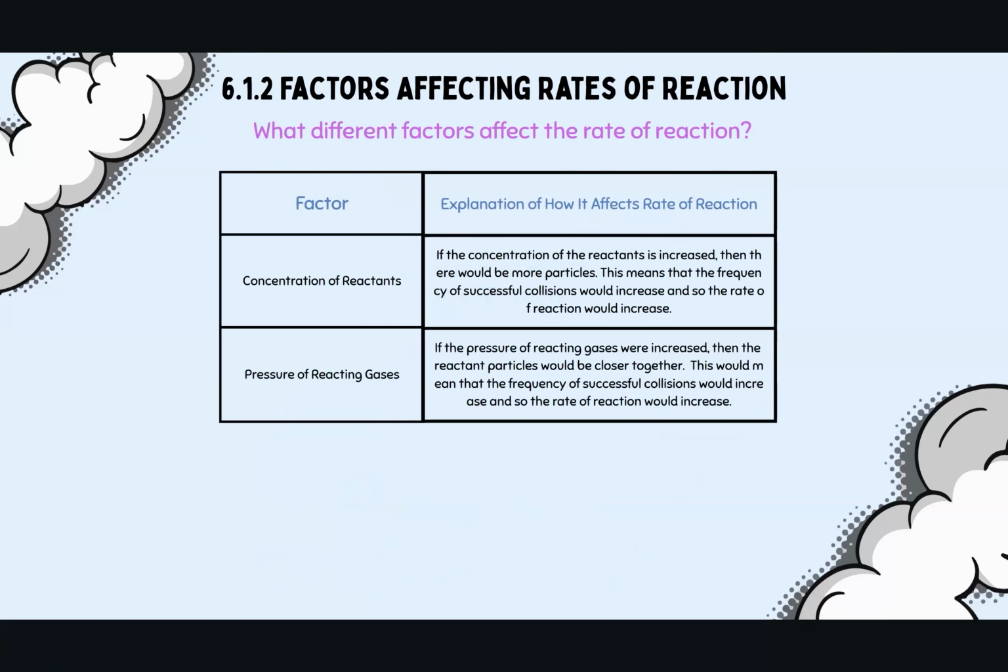So concentration of reactants. Let's use this as an example: A plus B reacts to make C plus D. So let's look at concentration of reactants. If the concentration of the reactants is increased, then there would be more particles. This means that the frequency of successful collisions would increase, and so the rate of reaction would also increase.